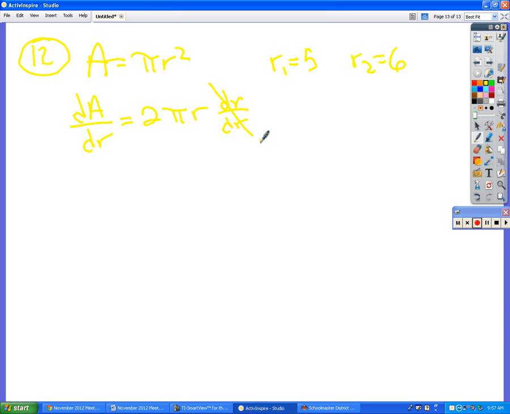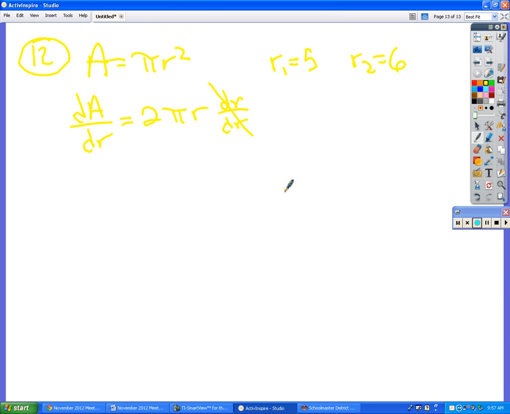Right, but they want the average rate of change, so we do need to find the rate of change. If it were asking for the instantaneous rate of change, then we would just plug in 5 right here, and that would be our answer. But since they want the average rate of change, we don't need to do the derivative.